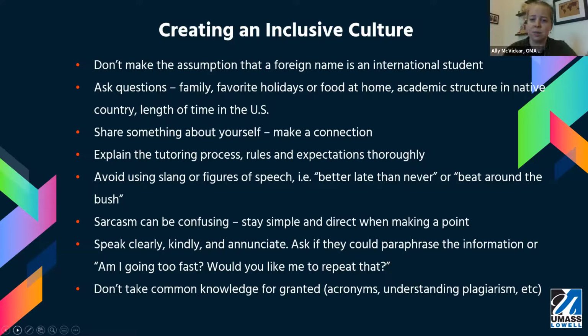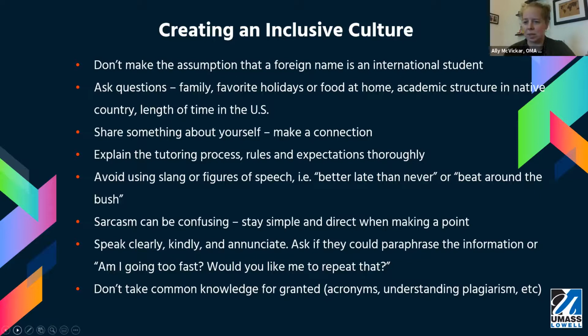Please don't assume that a foreign name is an international student, right? We had mentioned this earlier. Beauty of living in the US, you might get a foreign name, but again, that does not mean it's an international student. So you can ask some questions, right? They definitely want to talk about their family, their food, their holidays, especially around the holiday time, because we all celebrate a lot of different things. So try to be as inclusive as possible.